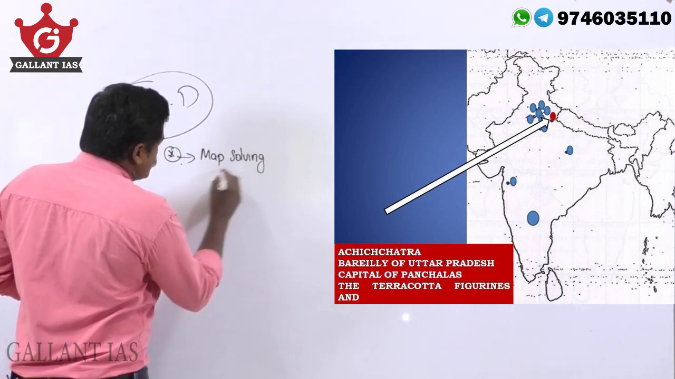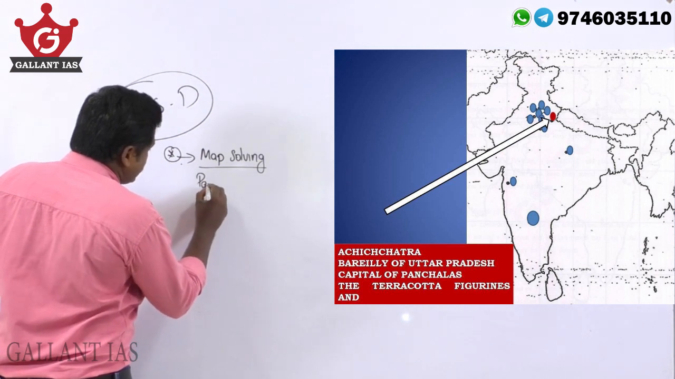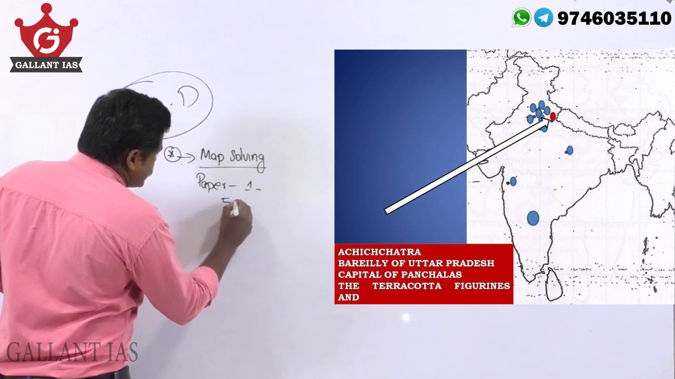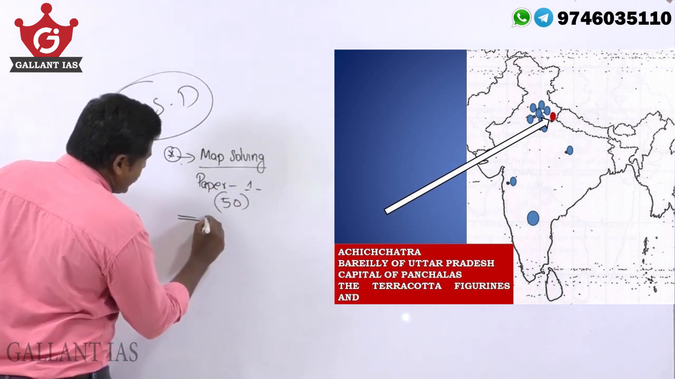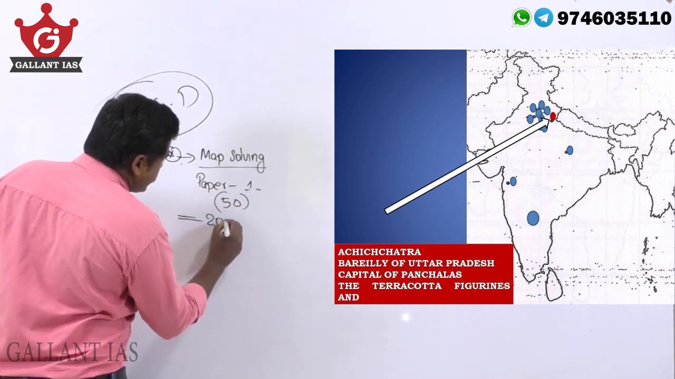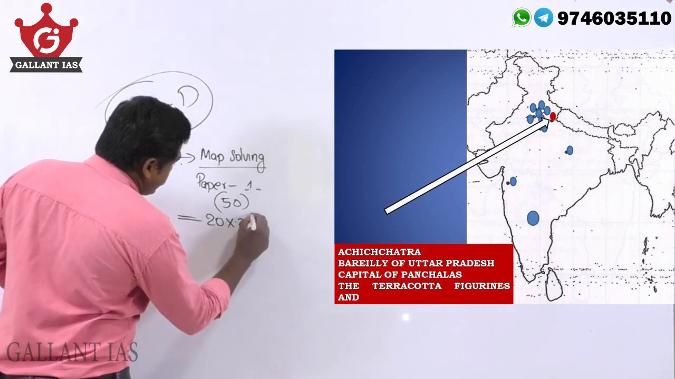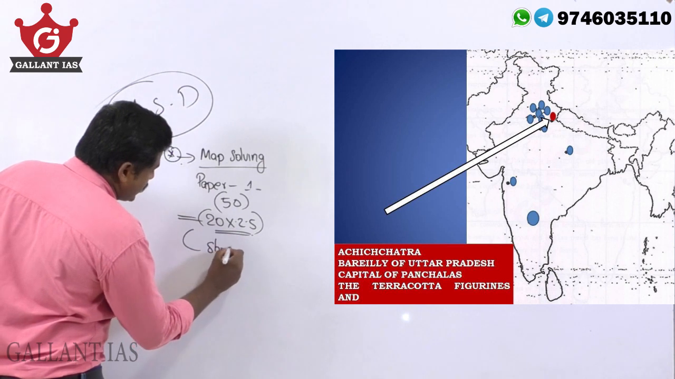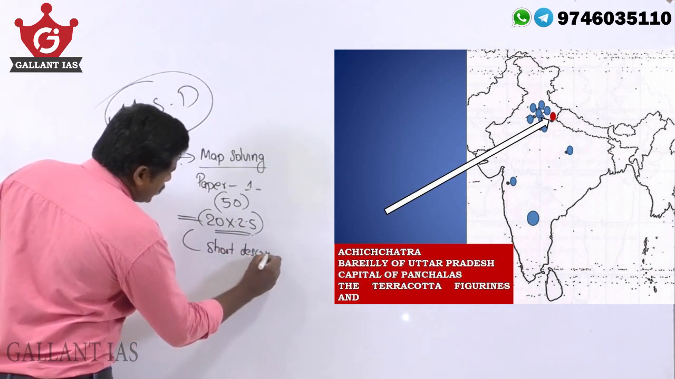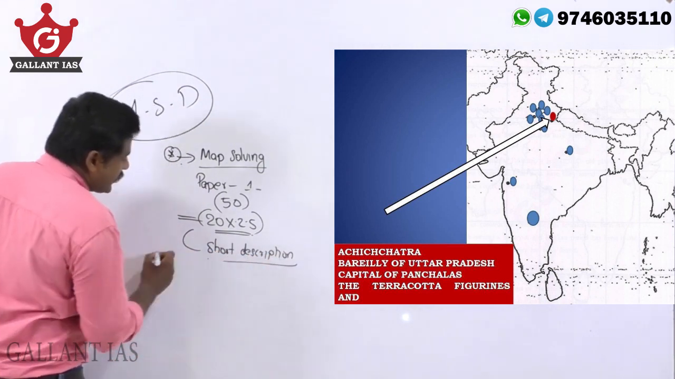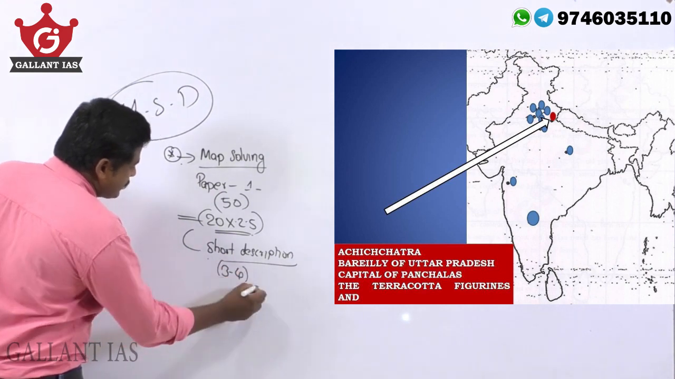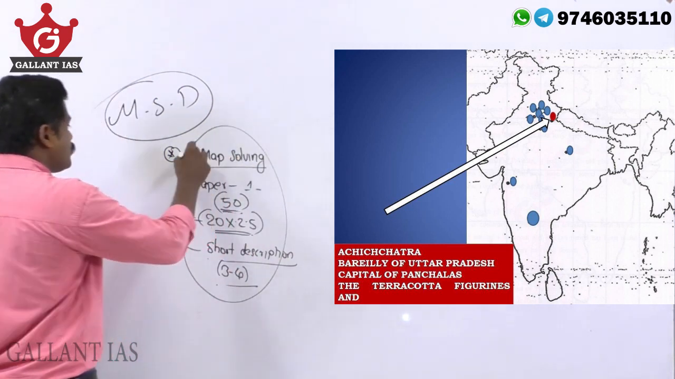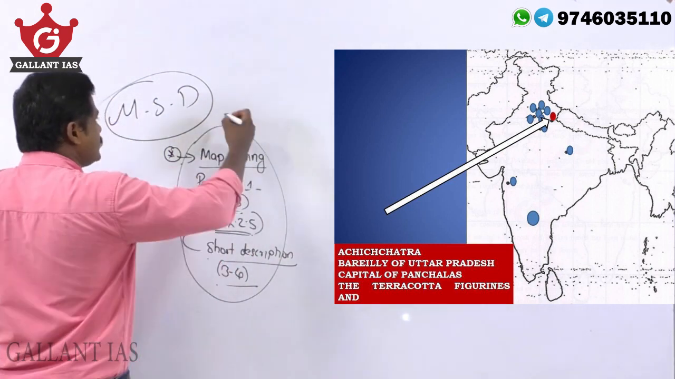This map solving question comes in our paper 1. It carries 50 marks. Here you have to find out 20 sites given in the map with the help of these clues, and give a short description for each, 3 to 4 lines maximum. Here your score is 50 very easily. This is a kind of an objective question, I would say.